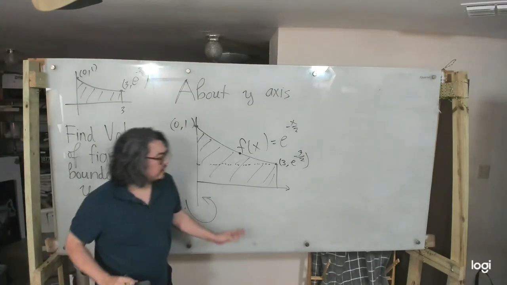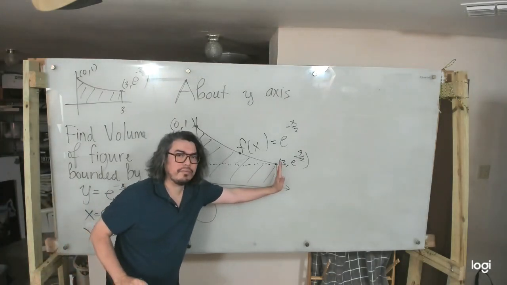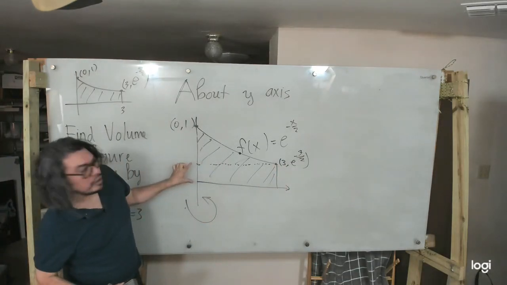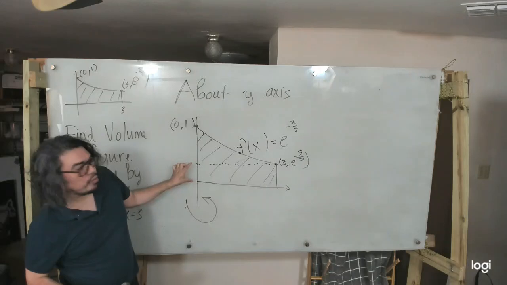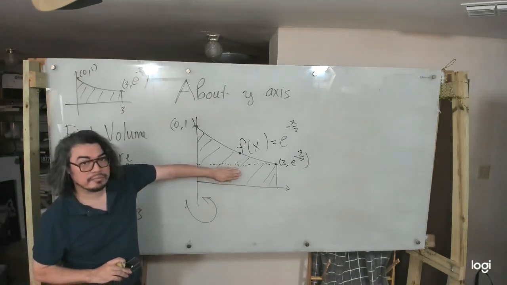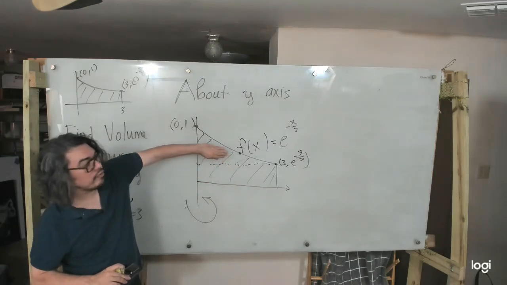In a case like this, where the radius is constant for some interval, in this case from 0 to e to the negative 3 over 2, we can just use the volume of a cylinder formula to find the volume of this piece. And then we can use an integral for this other piece.